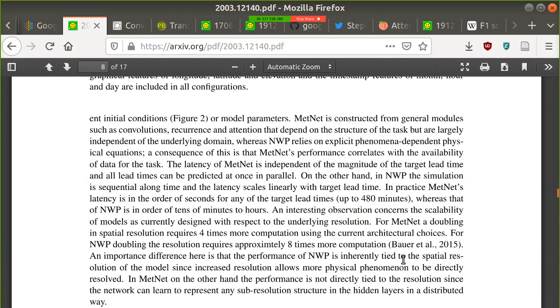If you don't have to be physically plausible, all you can say is, okay, at this resolution I see this, so in the past, on average, when I saw this, the next thing happened. So, as they say, MetNet performance is not directly tied to the resolution, since the network can learn to represent any sub-resolution structure in the hidden layers. I think the statement is mostly true, but I'm not totally convinced, because of course, when you go to coarser resolutions, you're still going to lose information, and as a result your performance will get worse.